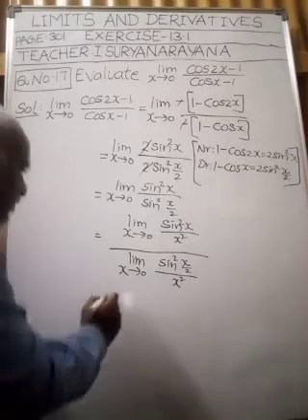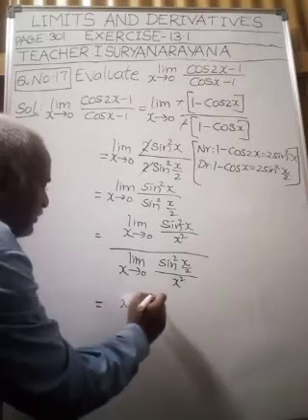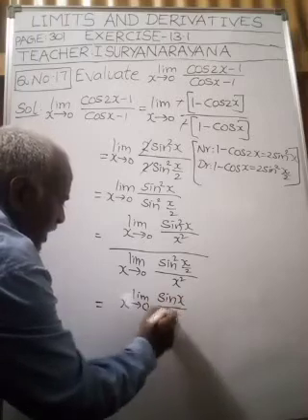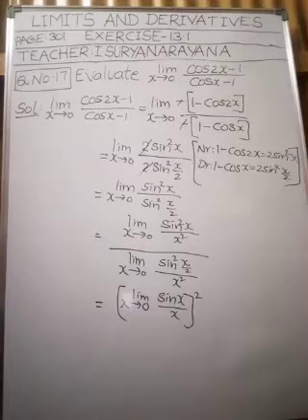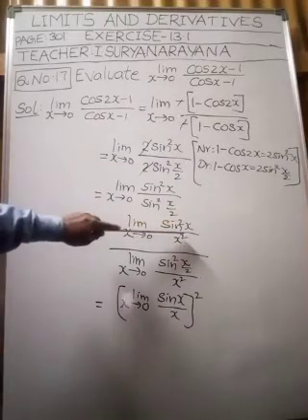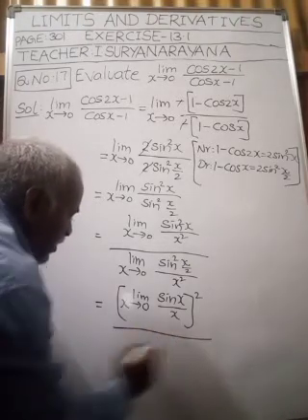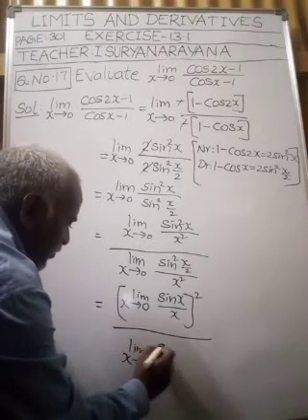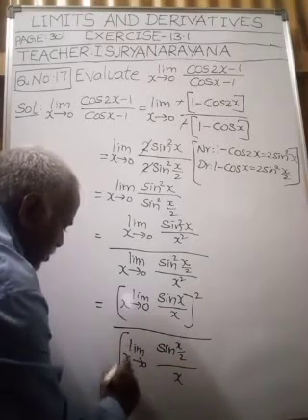Right. This can be written as x tends to 0, limit of sin x by x whole square. Because the square is on sin square x, here also x square. So, sin x by x whole square. Okay, my children? Understood? Right. Similarly, the denominator, as x tends to 0, limit of sin x by 2 by x whole square.